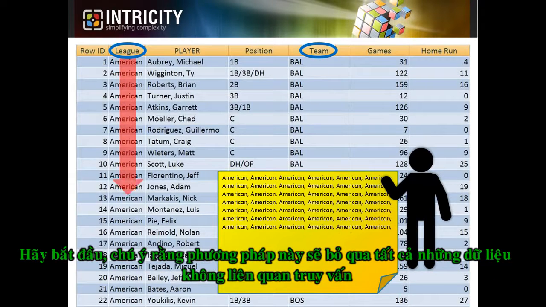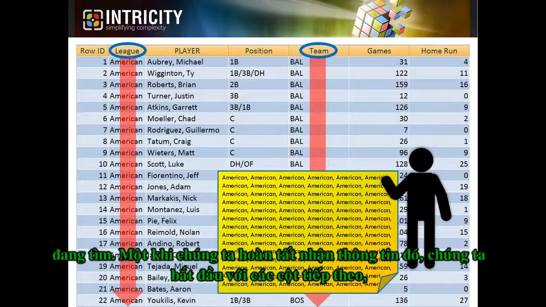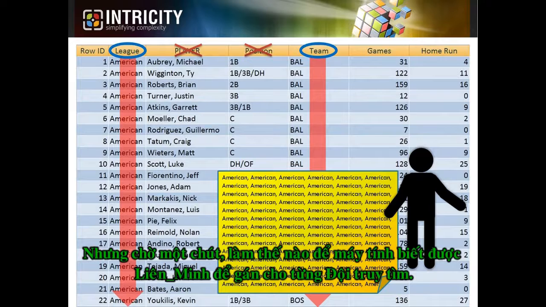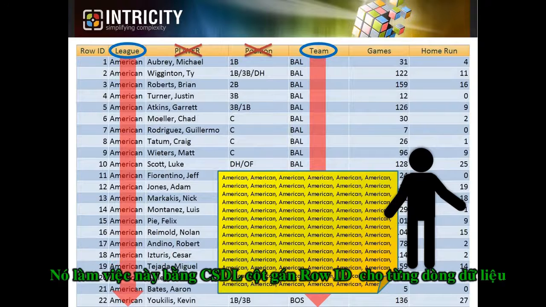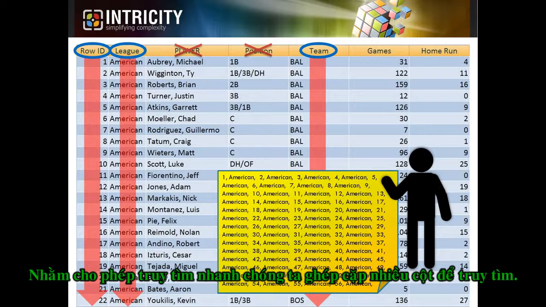Let's begin. Notice that this method skips all the data that isn't related to what you're looking for. Once we're done getting that information, we start with the next column, skipping the columns that you don't need. But wait a second. How does the computer know which league to assign each team it's retrieving? The way it does this is that the columnar database assigns a number to each row of data, allowing it to quickly pair up the many columns that it retrieves.